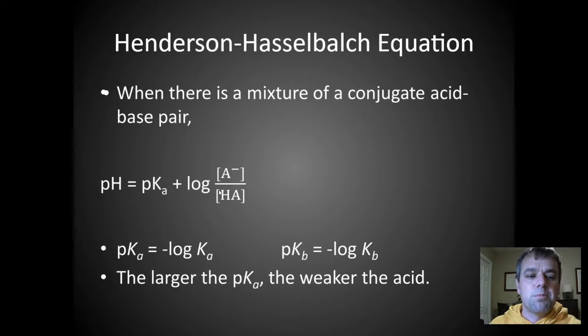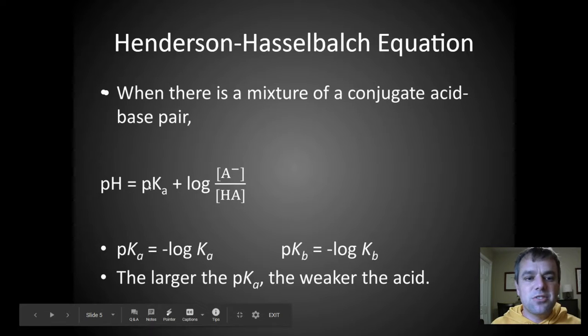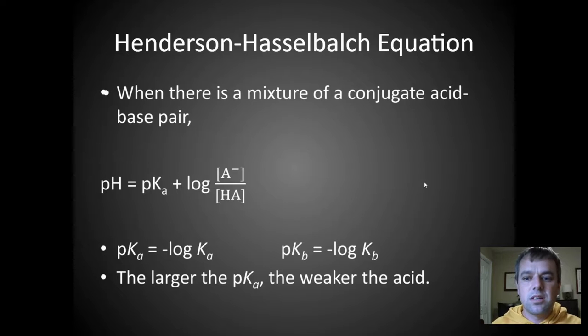But a few things about this. If your acid and base conjugate pairs have the same molarities, then this fraction is equal to 1. The log of 1 is 0. And so, if you have equal amounts of weak acid and conjugate base, your pH equals the pKa. And your pOH would equal the pKb of the base that you're dealing with. Keep in mind, the larger the value of pKa, the weaker the acid. The larger the pKb, the weaker the base.